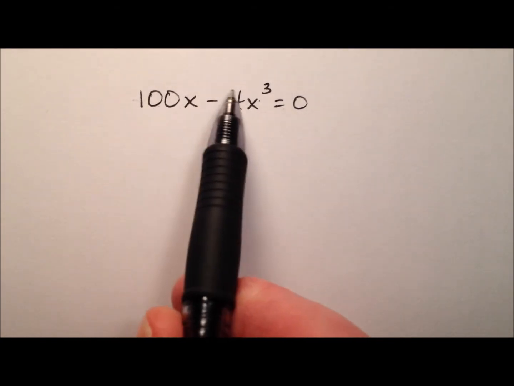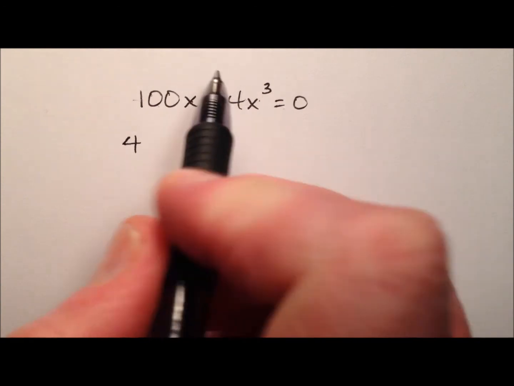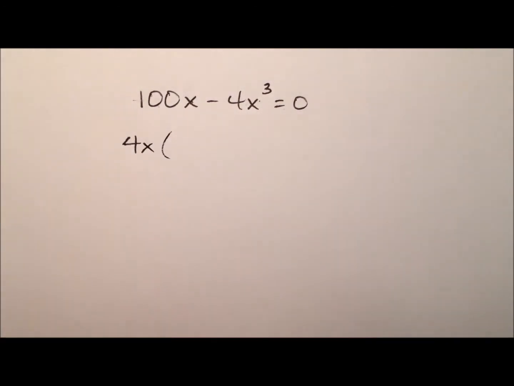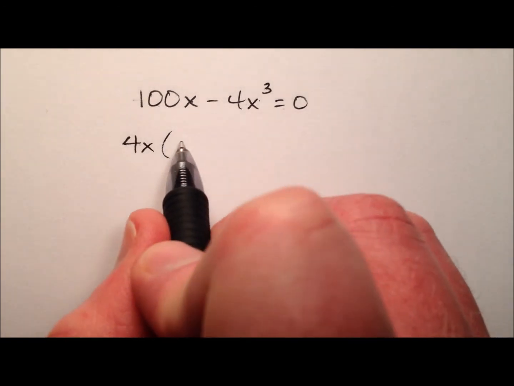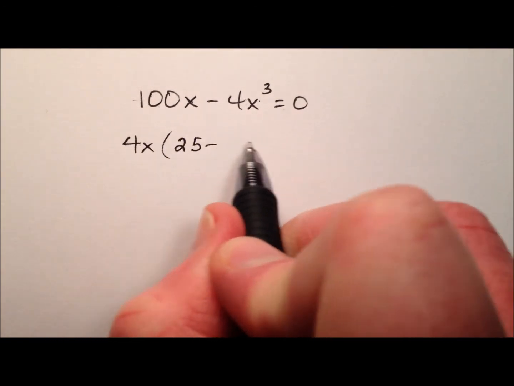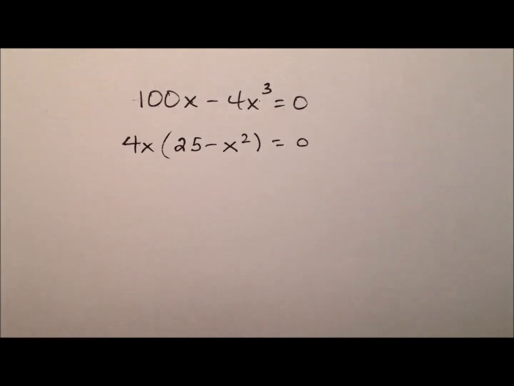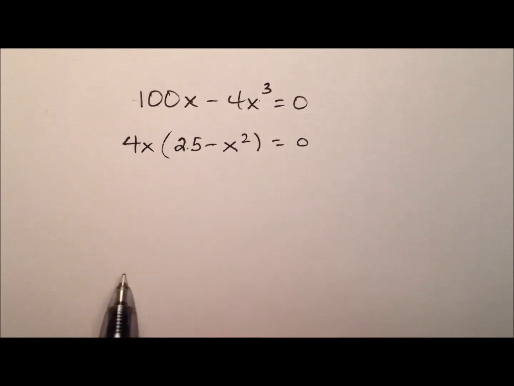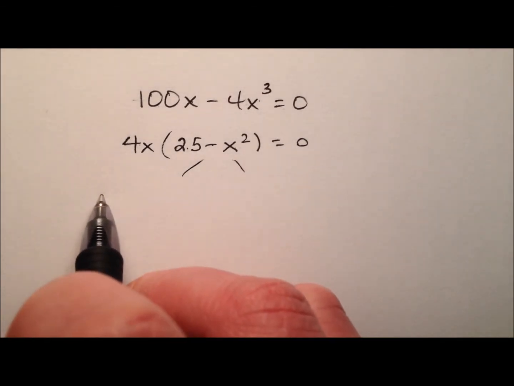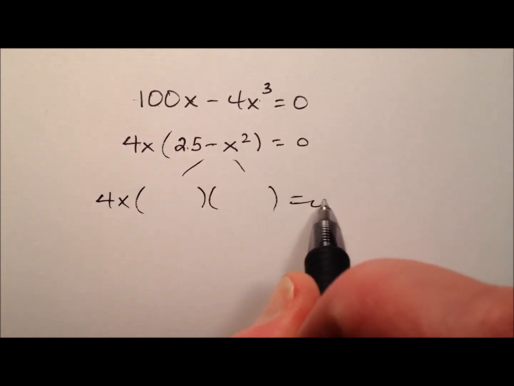As far as the 100 and the 4 is concerned, I can pull a 4 out, and we have an x and an x cubed, so I can pull an x out. So whenever I pull out this greatest common factor, what I'm left with is 25 minus x squared, and then that'll equal 0. This looks like the difference of two perfect squares, so we can factor this using difference of squares. So we have our 4x that's out there, and then we're going to factor this.